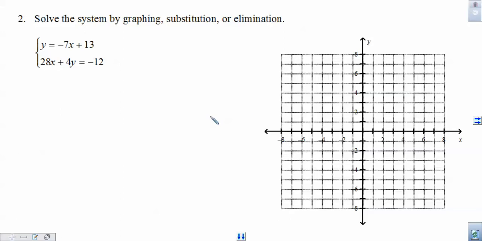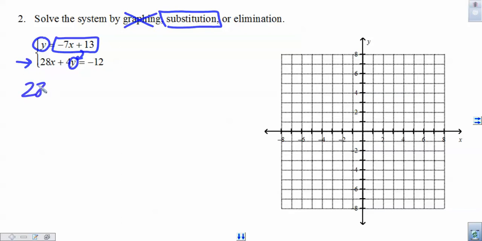Question 2, looking very, very closely here to see why graphing would not be a good strategy here. It's not in slope-intercept form. Substitution would be a great strategy here because we have the y by itself. So if y is equal to this, then we plug that in there for that y right down there. So then our next move of substitution is rewrite it. 28x plus the 4, which is still there, and then -7x plus 13. What we're doing is we're just substituting in this quantity in here for y. The 1-2 punch. Distributive property.